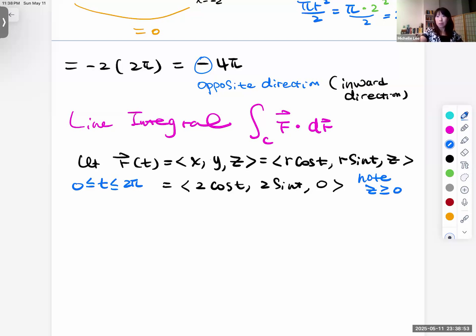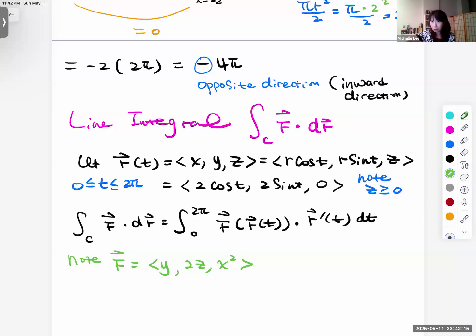Okay, let's apply the formula. I wrote down the formula here. So we have the path, right? And then the vector field dot product with dr equals the integral from 0 to 2 pi, t is between 0 to 2 pi, and then we insert the parameterization inside the vector field, and then dot product with the r prime of t dt, right? Okay, so we have xz, x squared from the example earlier.